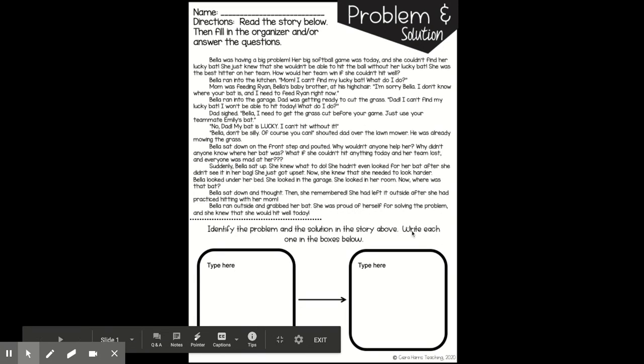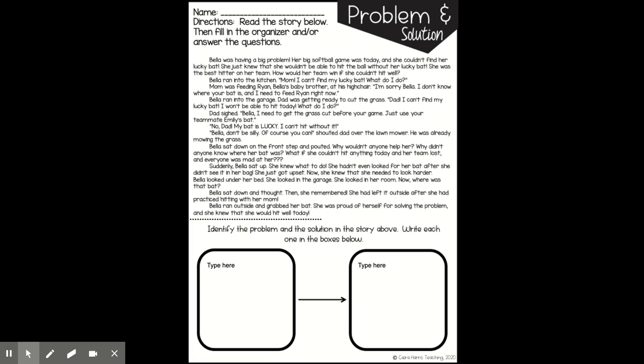It says, Bella was having a big problem. Her big softball game was today, and she couldn't find her lucky bat. She just knew that she wouldn't be able to hit the ball without her lucky bat. She was the best hitter on her team. How would her team win if she couldn't hit well?